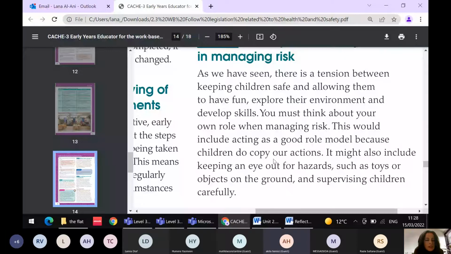Also, I supervise the children, I monitor them. It is very important. So if there is something just about to happen, I warn the children and I tell them about the risk involved. So it is always my responsibility to watch these kids to minimize the hazard.